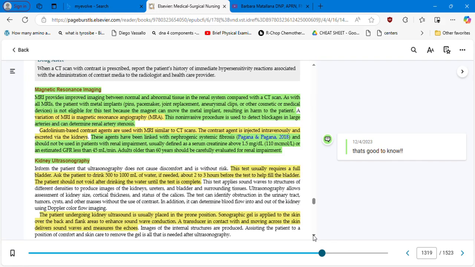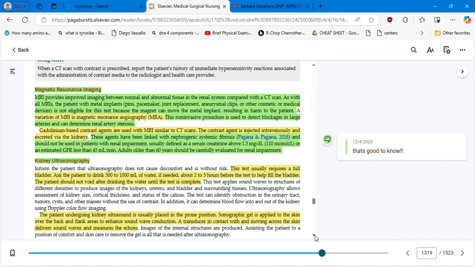So this agent has been linked with nephrogenic systemic fibrosis and should not be used in patients with renal impairment. That's why it's important not only to assess physically or by questioning the patients. I strongly recommend you need pieces of evidence, blood reports, and usually that is the safe practice that many of these places that are doing this type of test are requesting, right?